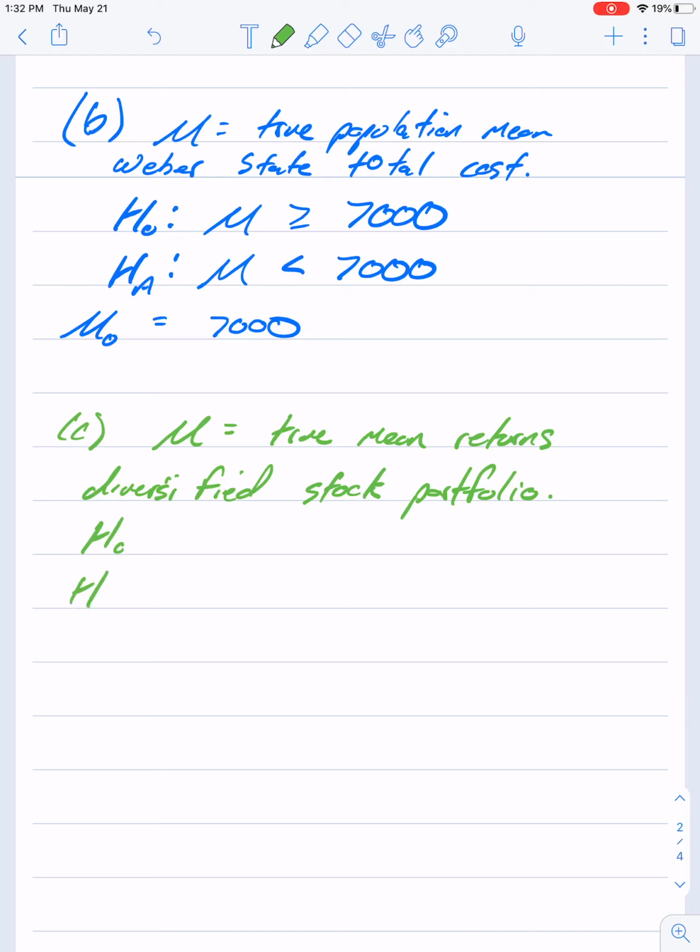Null, alternative mu, different than. How do we say different than in math? Well, we say not equal to 4%, 0.04. The null is equal to 4%. The null always includes equality. If the null hypothesis is true, that means that true mean returns of a diversified stock portfolio are the same as or equal to 4%.